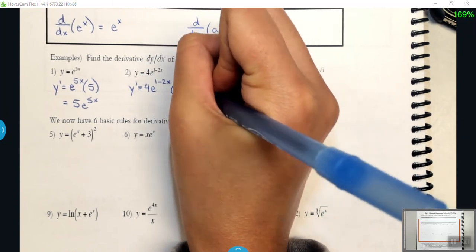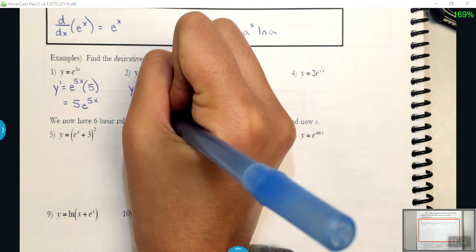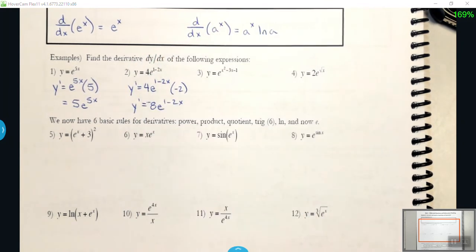Okay, the derivative of this is 4e to the 1 minus 2x, and then you have to multiply by negative 2. So this becomes negative 8e to the 1 minus 2x. So taking the derivative of e, you just leave e there.